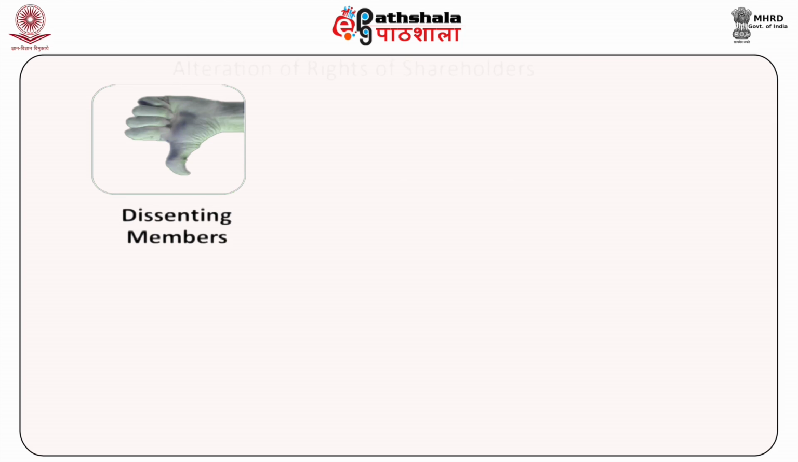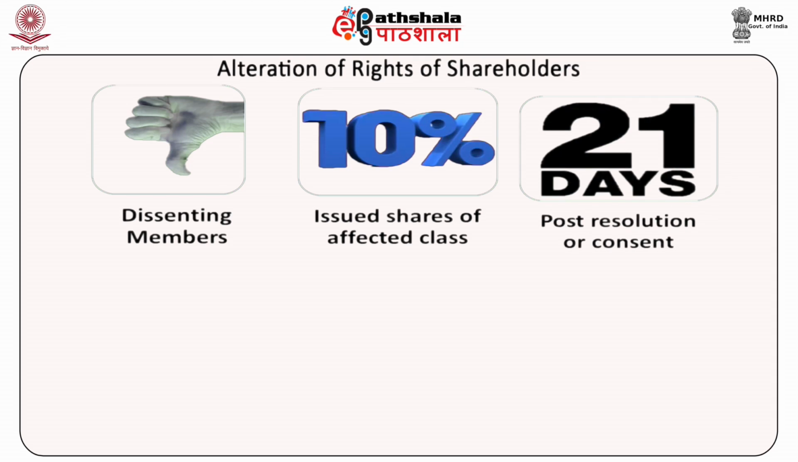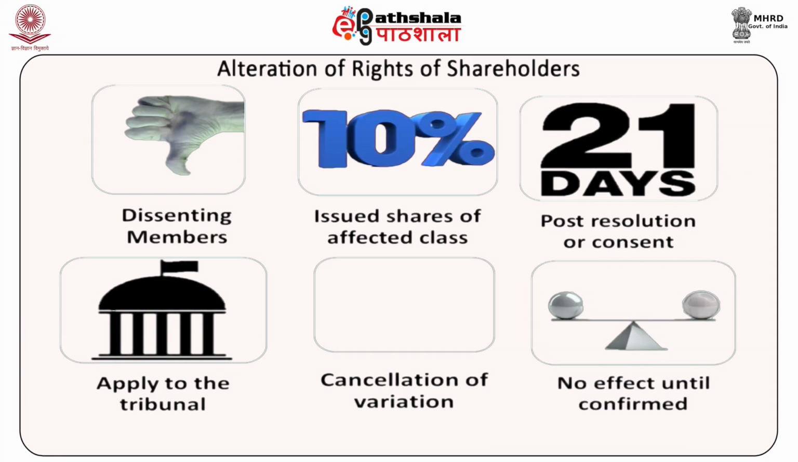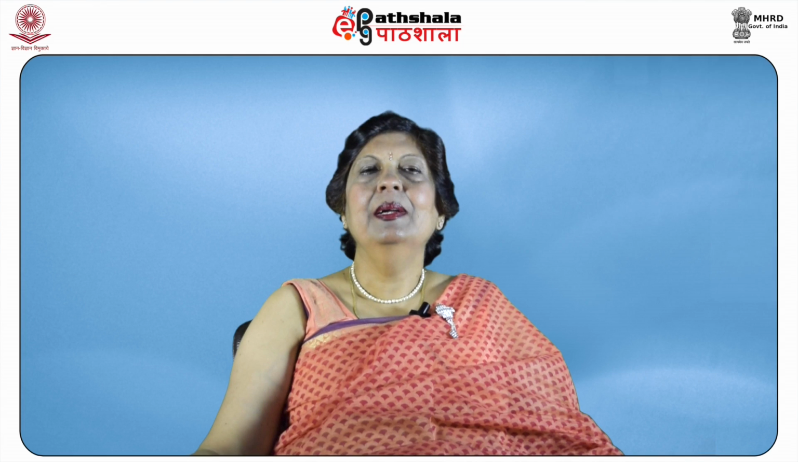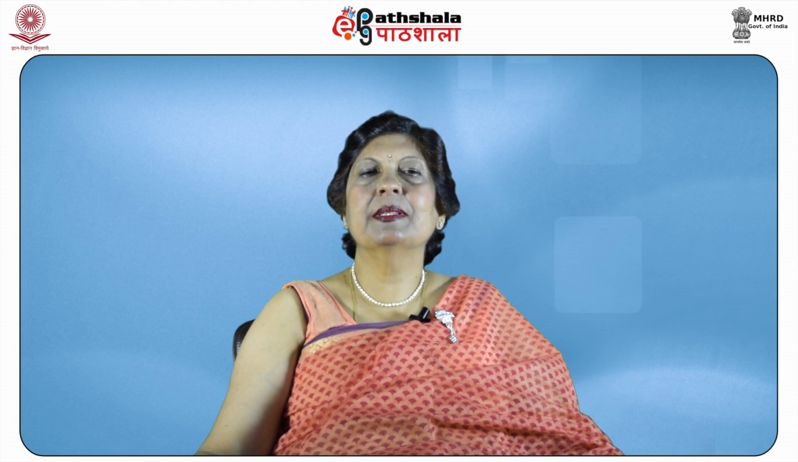Dissenting members holding not less than 10% of the issued shares of the class affected may, within 21 days after the passing of the resolution or consent given, apply to the tribunal or court for the cancellation of the variation. If such an application is made, the variation will have no effect until it is confirmed by the tribunal or the court. Let us now move on to discuss the doctrine of ultra vires.